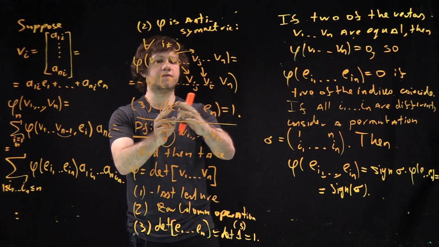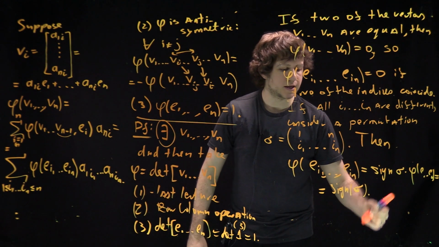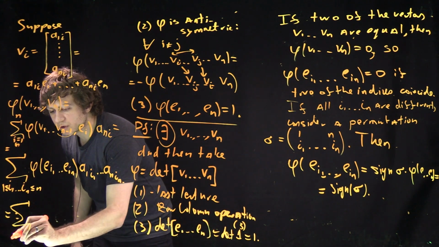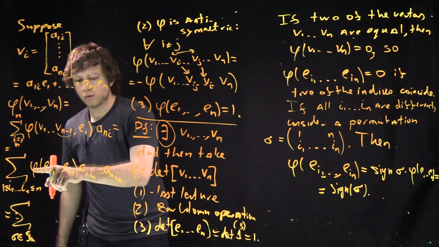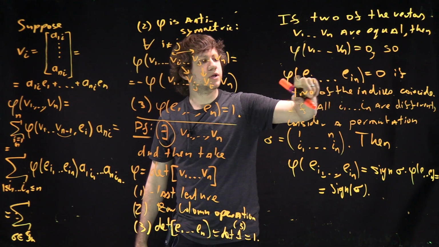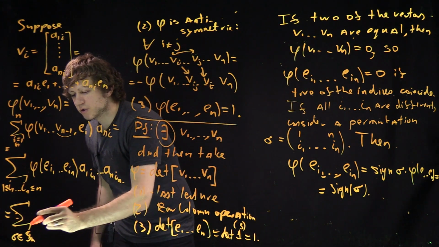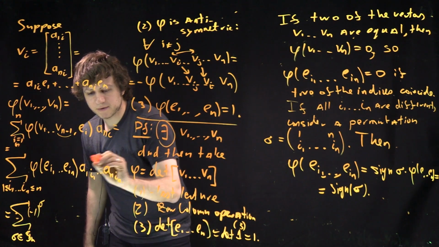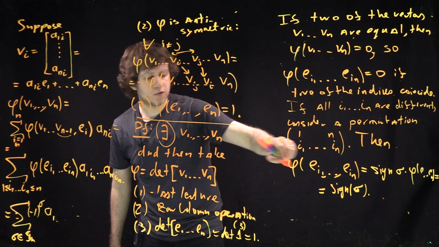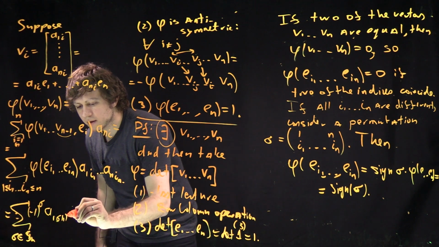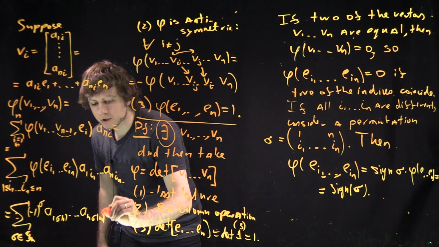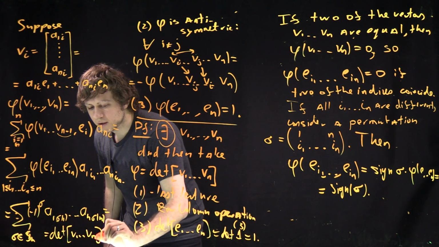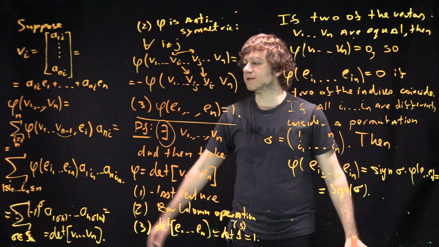But then we normalize phi so that phi of e1 up to en equals 1. So that's why it's just the sign of sigma. The sum is over all permutations sigma in Sn, because the terms vanish when two indices coincide. Only these terms don't vanish, and then we have the sign of sigma, so (-1) to the power sigma, and then a1 sigma of 1 up to an sigma of n, which is of course just the determinant of this collection of vectors v1 up to vn. So that's why it's unique. We just computed it, and this is exactly the determinant.